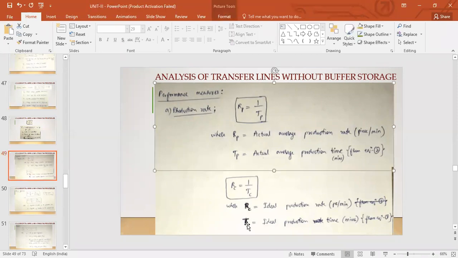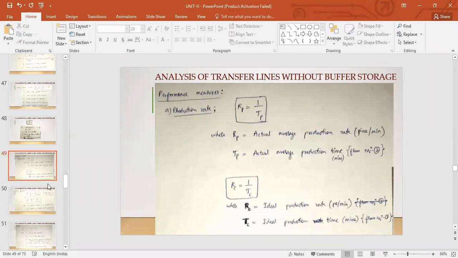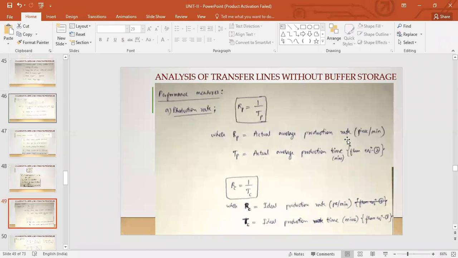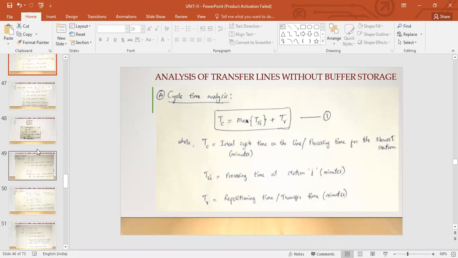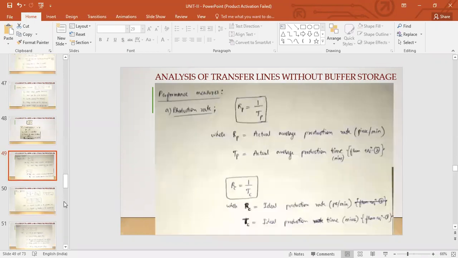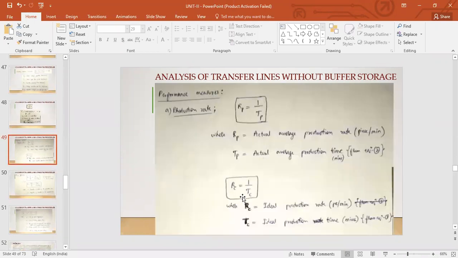And how do you calculate TC? TC is from this formula. Basically TC would be given in the question generally. So you do the reciprocal of that, you get the production rate, the ideal production rate to be exact.